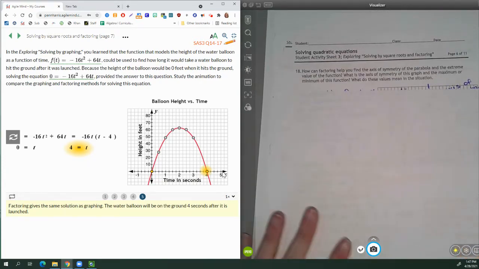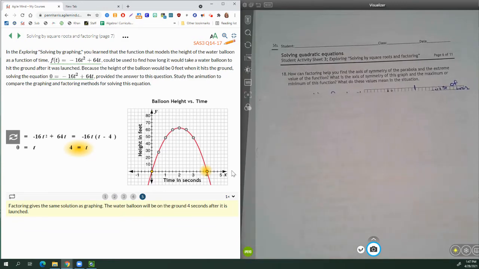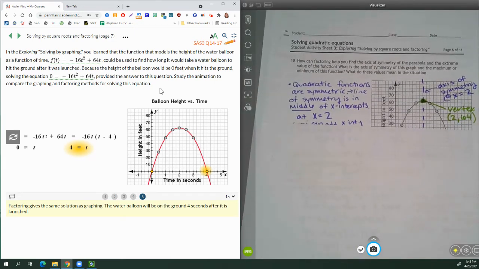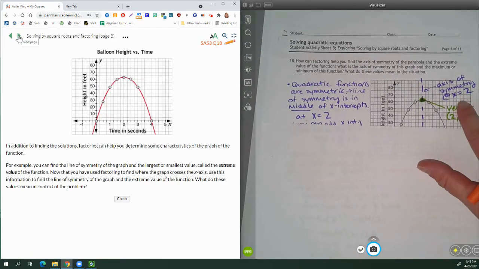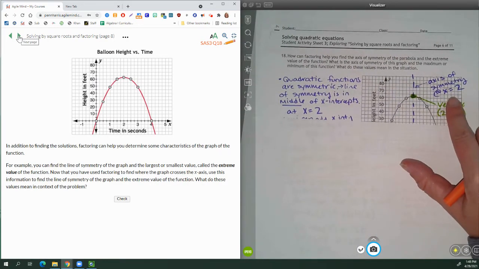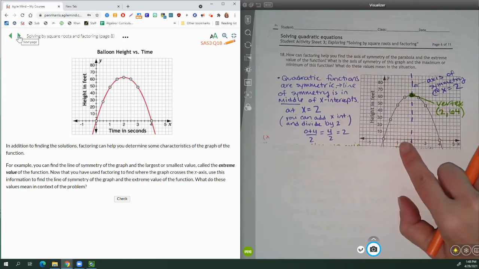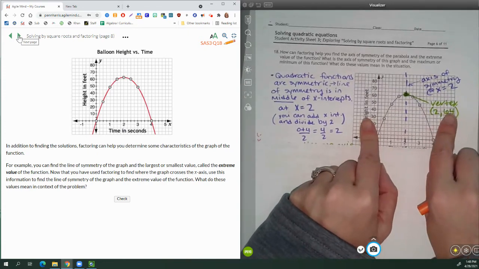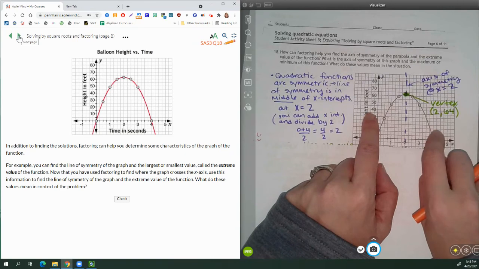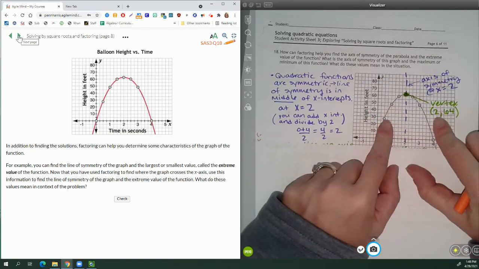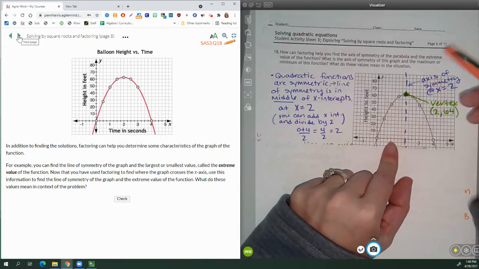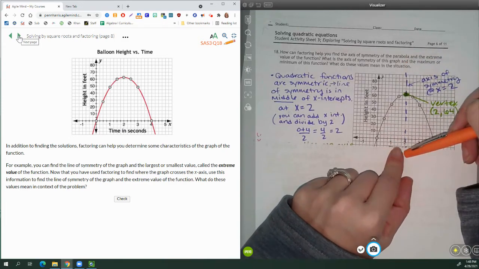Okay, so in this next one, how can factoring help you find the axis of symmetry of the parabola and the extreme solution? The big thing to understand here, guys, is that axis, let's talk about some of these terms. Your axis of symmetry, a parabola, you can notice it by the graph here. A parabola is symmetric on both sides, meaning what happens on one side happens on the other. Okay, we also know that what goes up must come down. So your axis of symmetry runs right through the middle of a parabola.